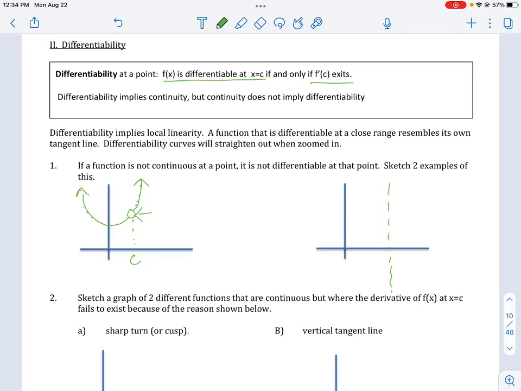Another type of example that's not continuous everywhere would be if you have an asymptote. Every single point on the graphs that's shown, these two branches, has a slope, so it's differentiable. But at the asymptote, there's no point, so there's no slope. So if a function is not continuous, then we can also say it is not differentiable everywhere.